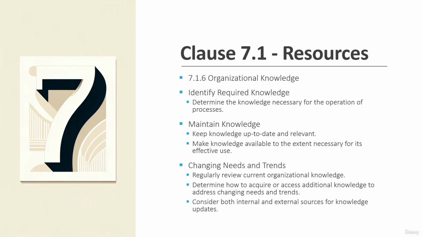And in 7.1, we have one more thing to cover under resources, and that is 7.1.6, organizational knowledge. Knowledge is also a resource. So standard requires that companies should identify what is the knowledge required for the job, what they are doing, and then they need to maintain that knowledge, keep it up to date and relevant, and make sure that this knowledge is available for use for the necessary people who are doing the job, who need this knowledge.